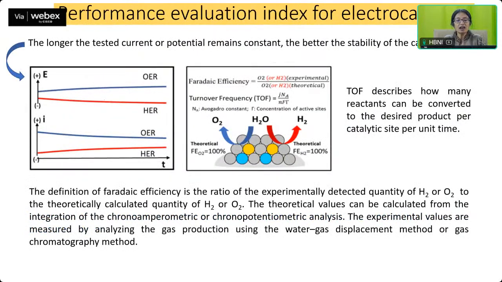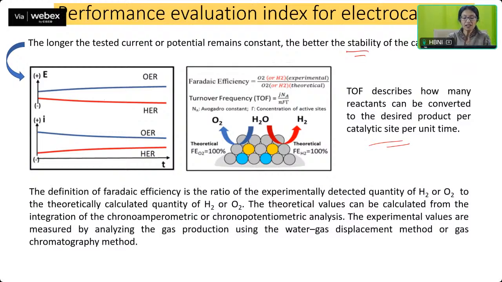The longer the tested current or potential remains constant versus time, the better the stability of this electrocatalyst. Now, turnover frequency is a very important number for any catalyst. Turnover frequency describes how many reactants can be converted to the desired product per catalytic site per unit time.